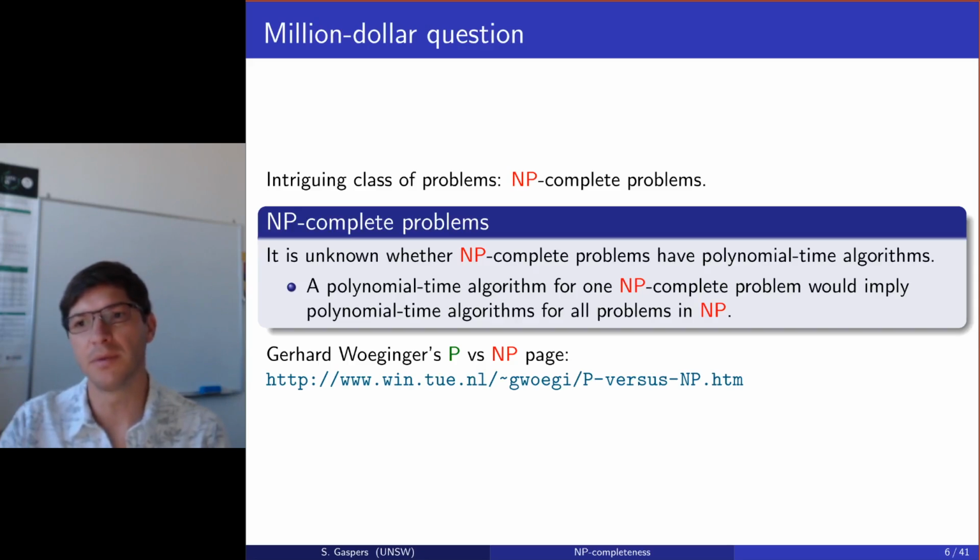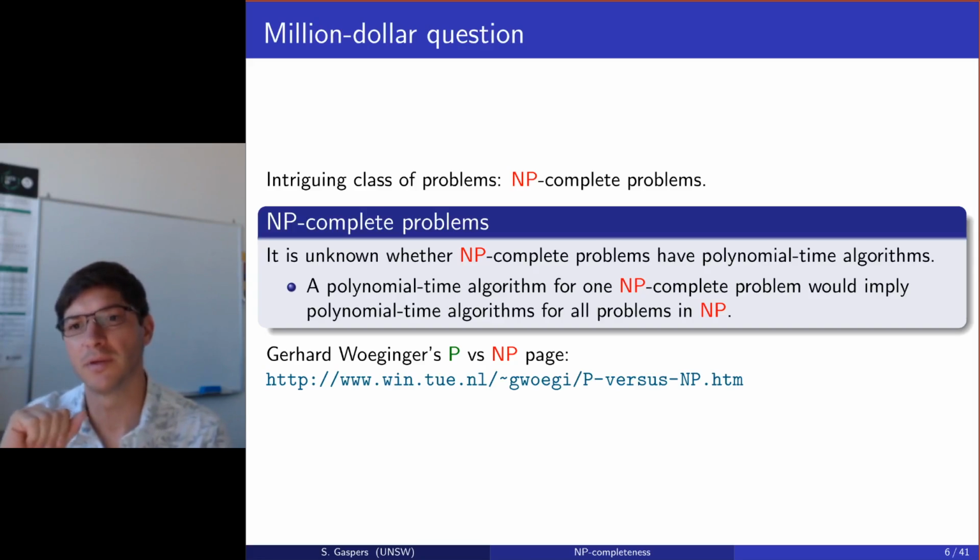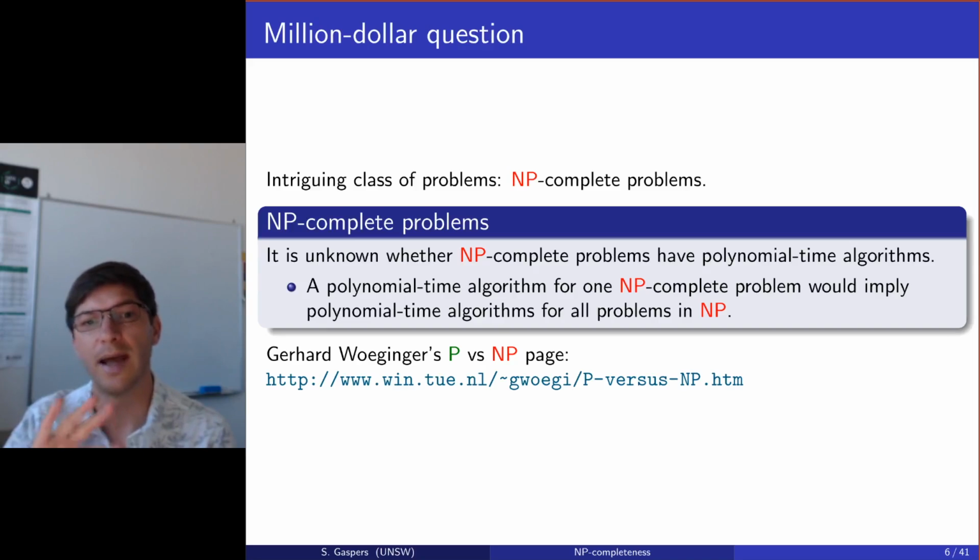So the class NP contains P. It also contains all the NP-complete problems. So the NP-complete problems can be thought of as the hardest problems in this class NP. Because if you could solve one of these NP-complete problems in polynomial time, you could then solve every problem in NP in polynomial time. Quite surprisingly, lots of problems fall into this class of NP-complete problems.